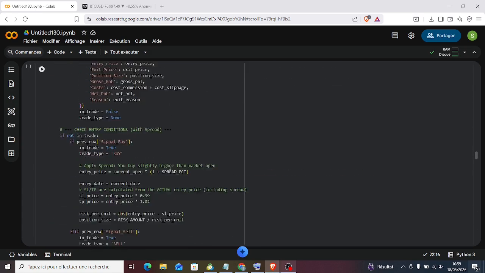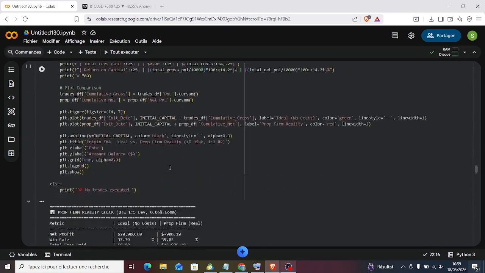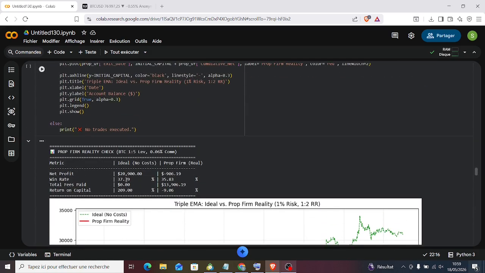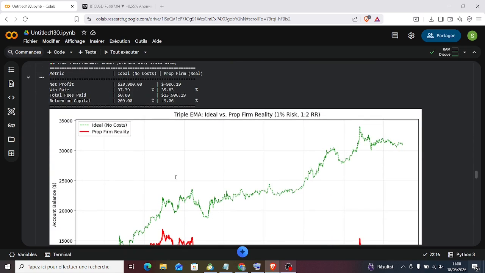And this is where reality hits. Without costs, the strategy made $20,000. With real costs applied, the result becomes minus $906. We went from plus 20,000 to losing money. The win rate also dropped from 27% to 25%, and total fees paid reached almost $13,000.